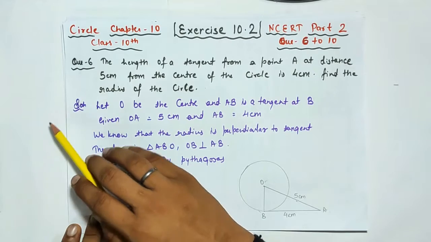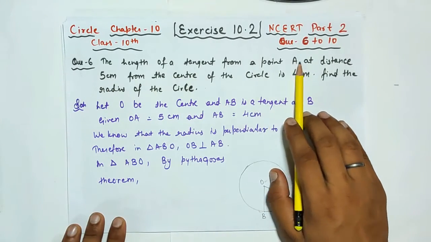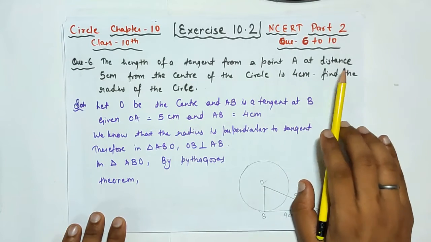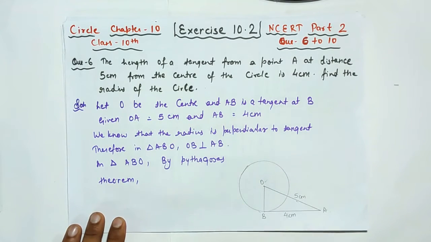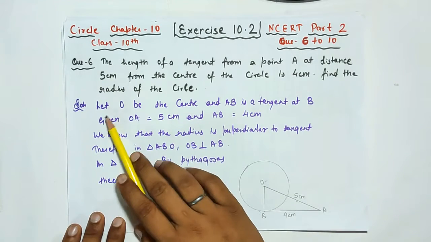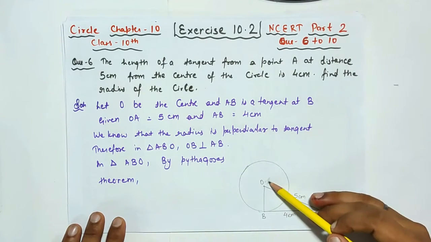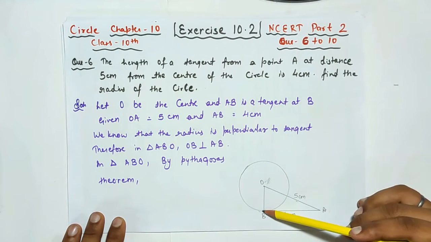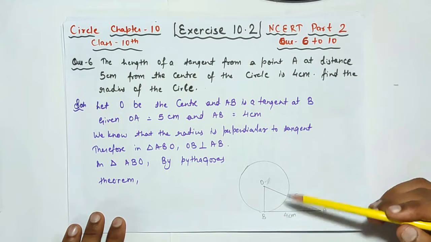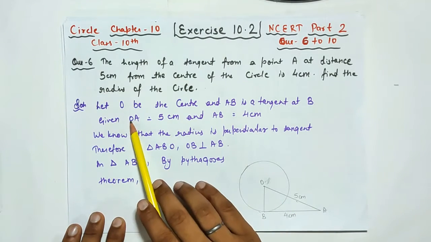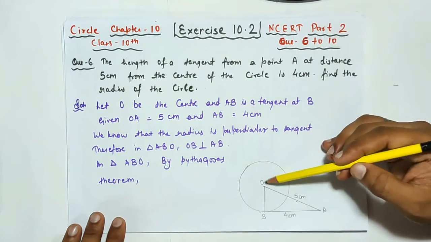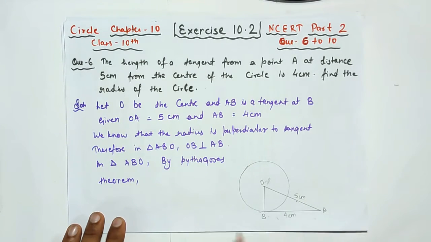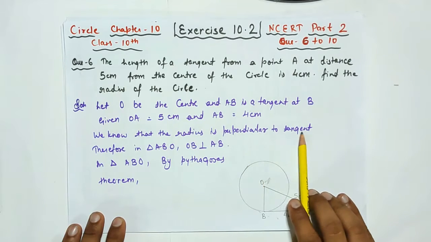So question number 6 says the length of a tangent from a point A at distance 5 cm from the center of a circle is 4 cm. Find the radius of a circle. So here we have to find the radius of a circle. Let O be the center, and AB is a tangent at point B. Given OA is equal to 5 cm and AB is 4 cm. We know that the radius is perpendicular to tangent.